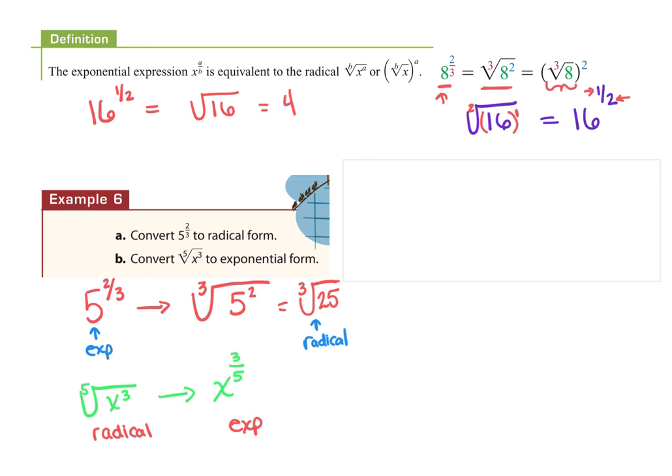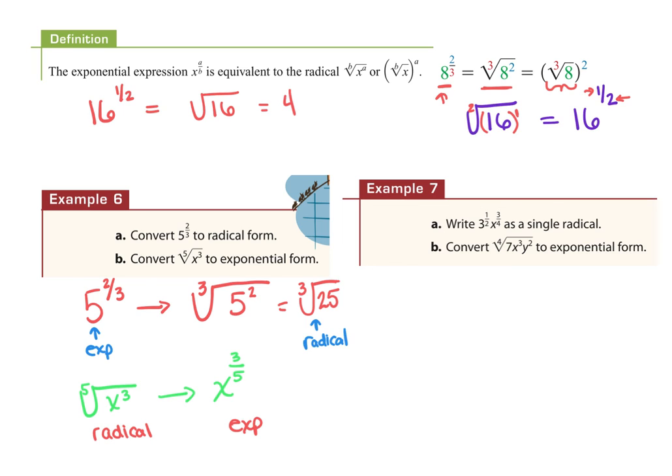So when you're rewriting it, do not overthink it. They legitimately just want you to rewrite it from one form to the other. There are going to be times when it is easier to have something as a radical, and there are going to be times when it is easier to have something as an exponent. Especially when you have something like this. Write that as a single radical.